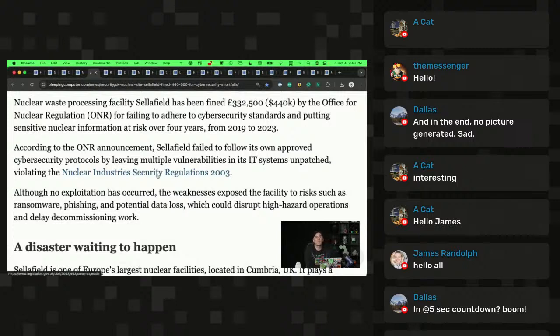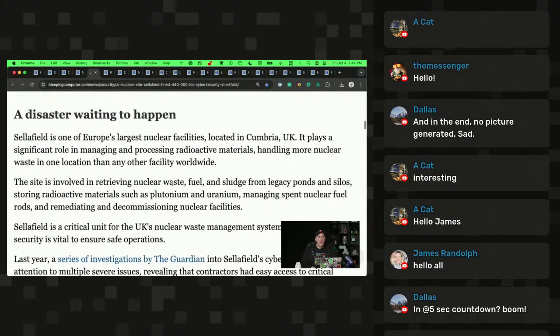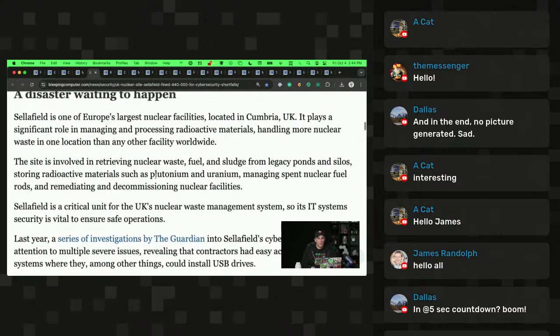But they were fined $440,000 US and 332 pounds by the Office for Nuclear Regulation for all sorts of bad things. And this was like 75% of their servers being vulnerable to exploitation, the potential for many bad things to happen based on the state of their security, and ignoring several warnings that this was not in line with their own standards. Disaster waiting to happen is what it was called.